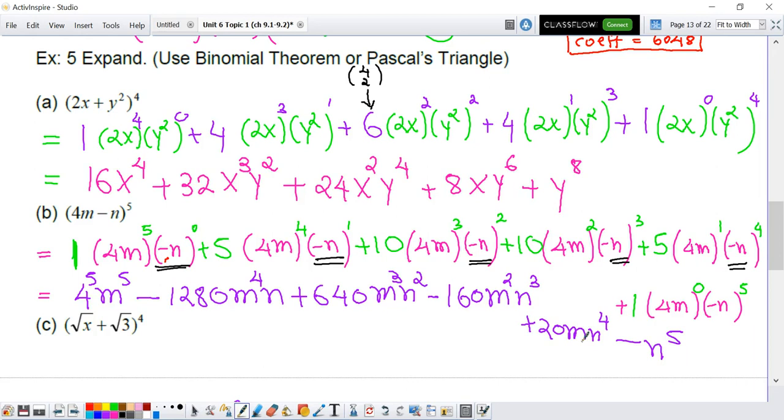Now, if it is a radical, you can write it as x to the half plus 3 to the 4th. And I want you to practice simplifying and check the answer posted in the answer key.